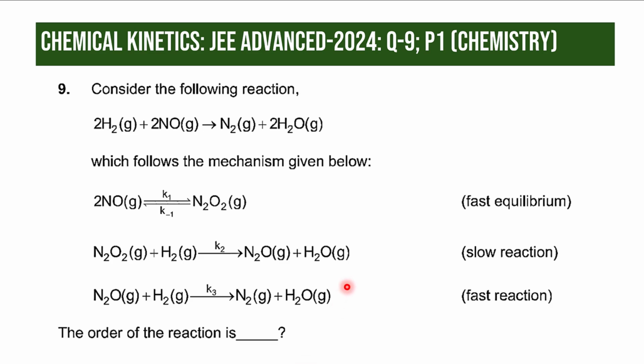This problem is related to the order of a reaction, and a reaction has been given, and this reaction is 2 times hydrogen gas plus 2 times NO gas, and this gives you nitrogen gas plus 2 molecules of water gas. And the mechanism of this reaction has been given, which involves 3 steps. The first step is a fast step, this is a slower step, and this again is a fast step. Then you have to find what is the order of this reaction.